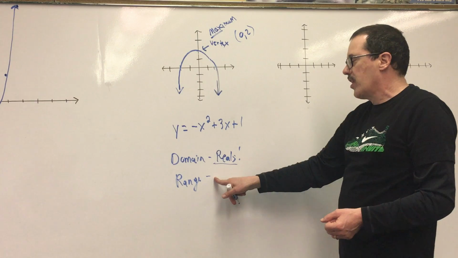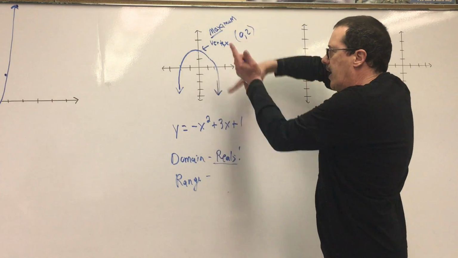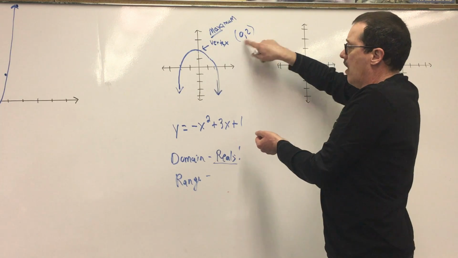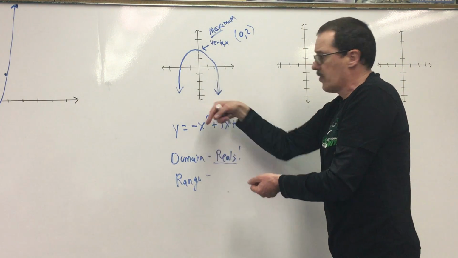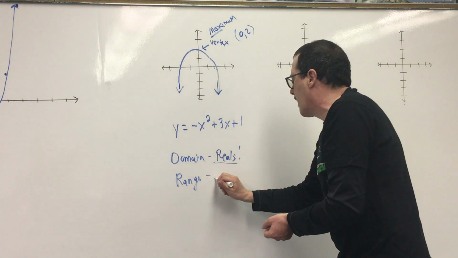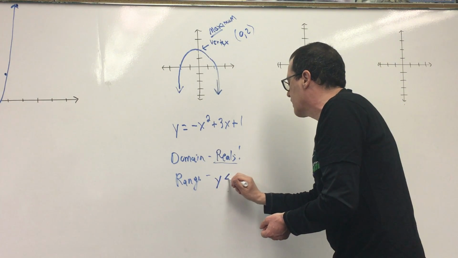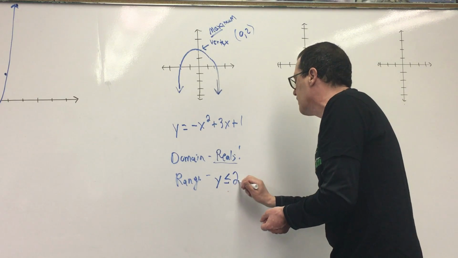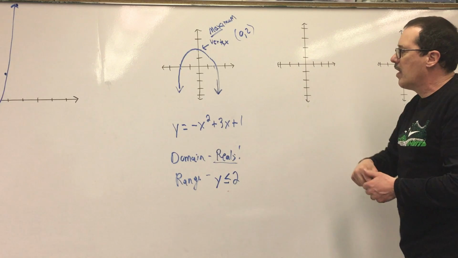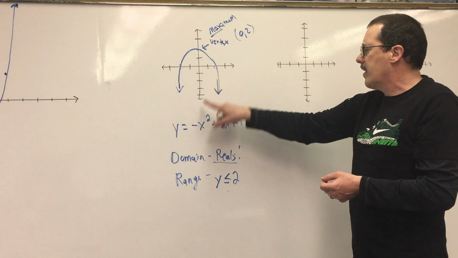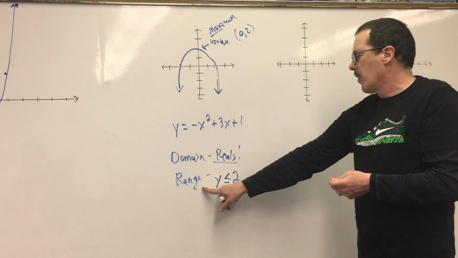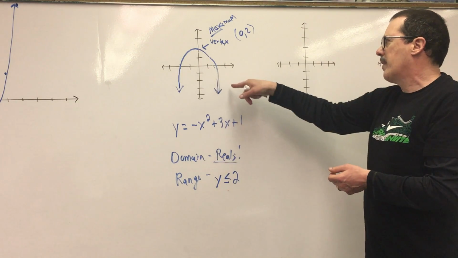The range is going to change. The range is up and down. Well, the highest point is right here. The lowest point, well, it goes forever down. And so the range would be y is less than or equal to 2. The range is going to change every time. Okay, so a couple things. This is a sad face, and so he has a negative right here. Domain is always reals. The range, you have to actually look at your parabola to do that.